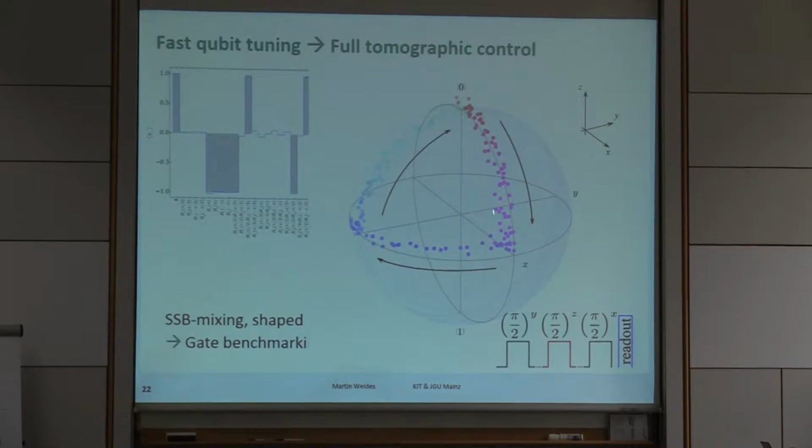Maybe this is more interesting. We can do a combination of pulses. Starting in the ground state, do a rotation around the y-axis, followed by a rotation around the z-axis, and then around the x-axis, back to the ground state. So we have this trajectory on the Bloch sphere here.